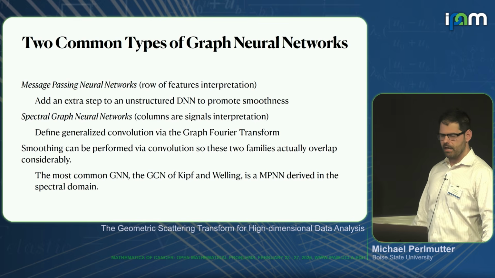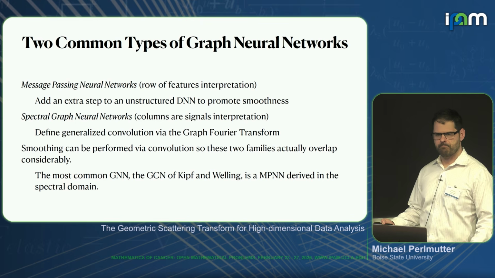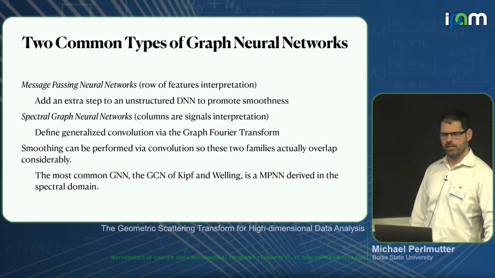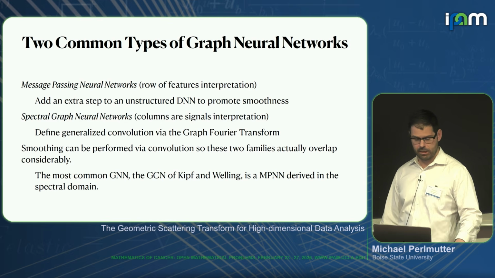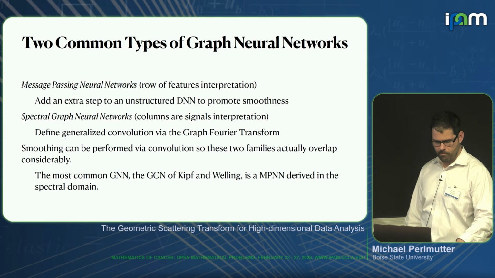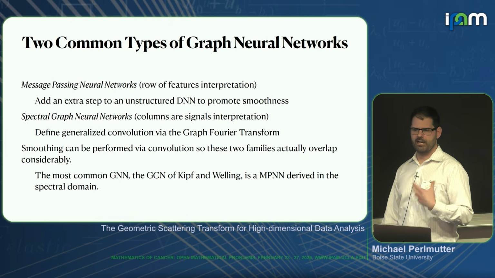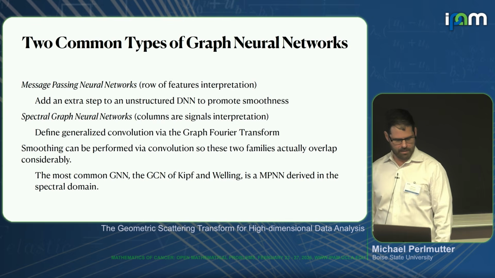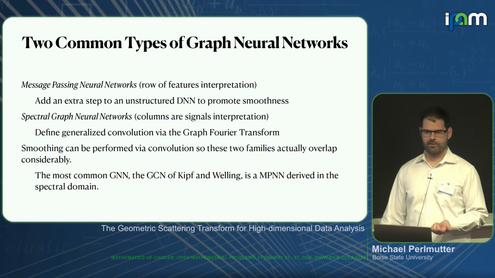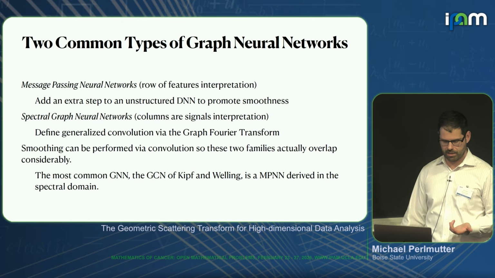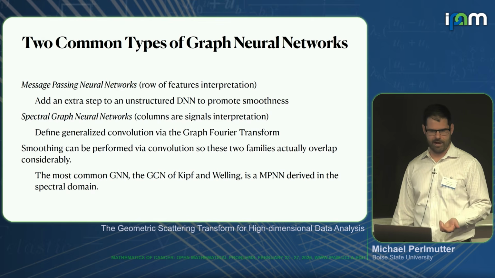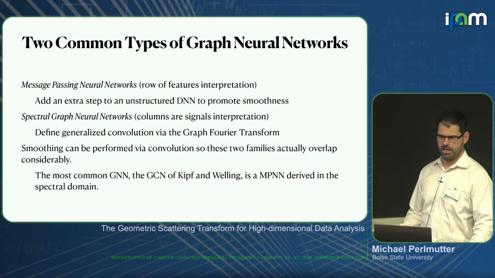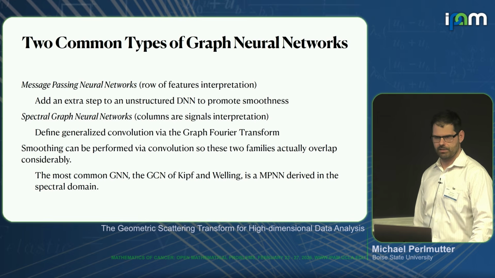So in any case, with graph neural networks, there are, broadly speaking, two common families. One of which, probably the most common, is what's called a message-passing neural network, where essentially this can be thought of as adding an extra step to a deep neural network to promote smoothness. And what I'm going to primarily focus on is spectral graph neural networks, which are based on generalizations of the Fourier transform to the graph setting. And I would also like to note that this is a false dichotomy and that there's overlap between these two families.